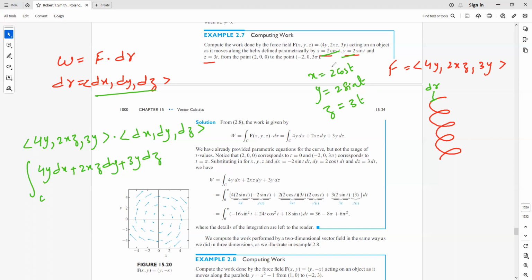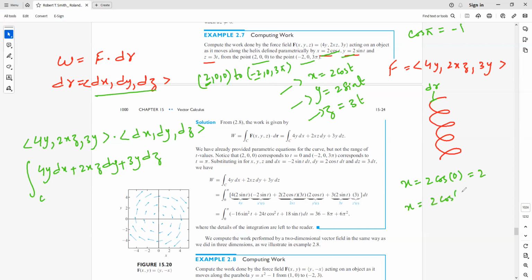Now we can verify these parametric forms over these limits, and the limits are given, that is from (2, 0, 0) to (-2, 0, 3 pi). Since the x value is 2, if we put 0 in place of this t, what we get is x equals 2 cosine 0, that gives us 2. And if I put pi here, that is cosine pi. Since it's going from 2 to -2, I need -2 here, therefore cos of pi equals -1. Since I put pi here, I'm going to get -2. It means that my t goes from 0 to pi.